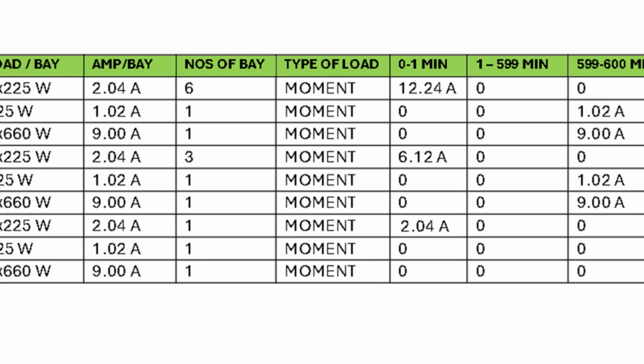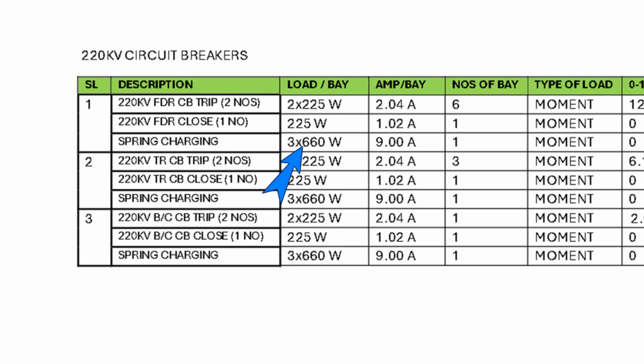Why? Actually, the rated wattage of the motor is 660. And why have we multiplied by 3 here? Because we have considered that at the starting, the motor will take starting current, which is 3 times the rating of the motor. So we will consider here the starting current only, not the running current. So we have considered 3 times the rating of the motor, and that will be 9 amperes.